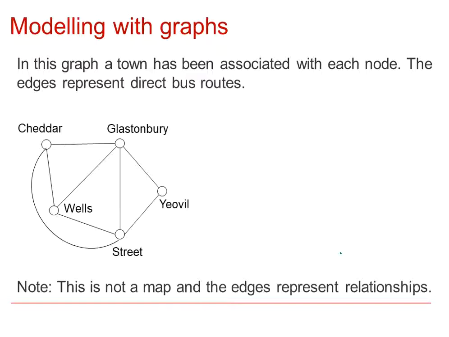In this graph, a town has been associated with each node. The edges represent, for example, direct bus routes. So we've got towns called Cheddar, Glastonbury, Yeovil, Street and Wells, and the edges represent direct bus routes where available. Notice this is not a map, and the edges represent a relationship between the towns.